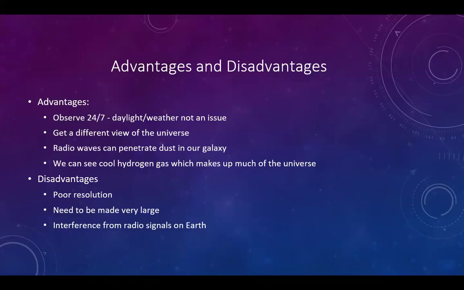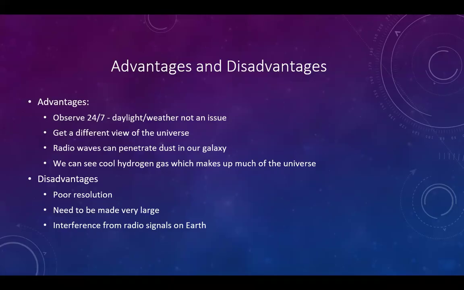We also use radio waves to see the surface of Venus, because there are all those clouds in the way. We can see cool hydrogen gas, which makes up much of the universe. So it lets us figure things out about what's going on in between galaxies, in the large areas that are not pumping out lots of light.